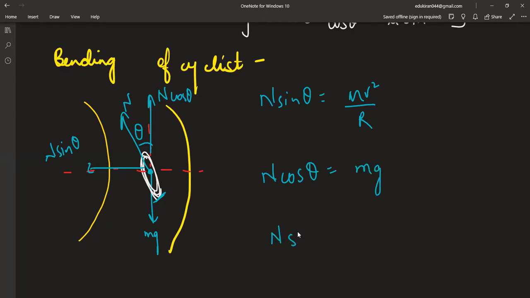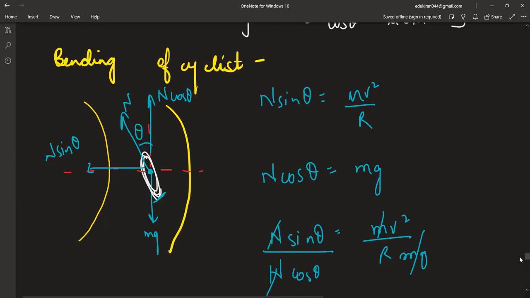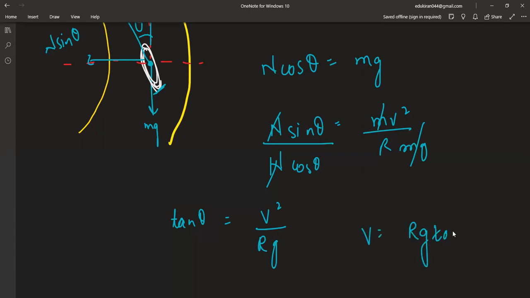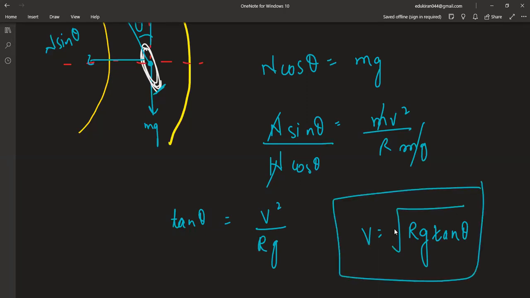Now take their ratios. N sin theta is equal to mv square by r, divided by N cos theta equal to mg. Mass will be cancelled. Normal reactions are getting cancelled. And what is sin theta by cos theta? Tan theta. Tan theta is equal to v square by rg. So v is equal to under root rg tan theta. This now becomes the safe limit for the cyclist to move.